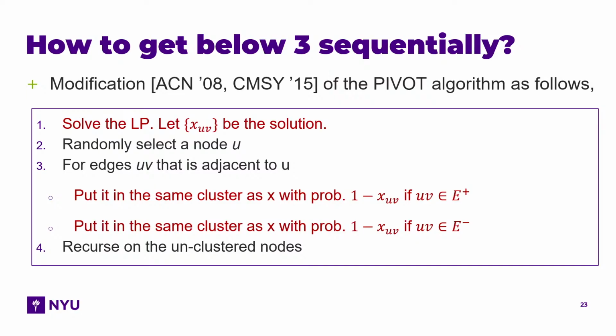So for each edge, for each pair, we will include the node with the probability 1 minus x. Okay, this is the intuition. Since x is a very good indicator, if x is very small, x is 0, so we will include this node. If x is very large, is 1, then we will exclude this node. So the intuition here is x is a good indicator.